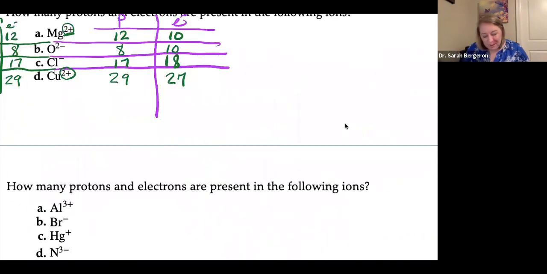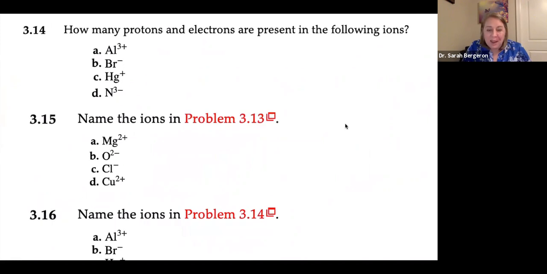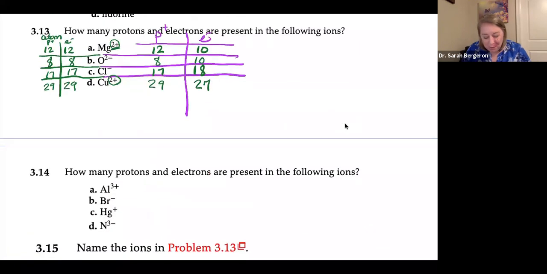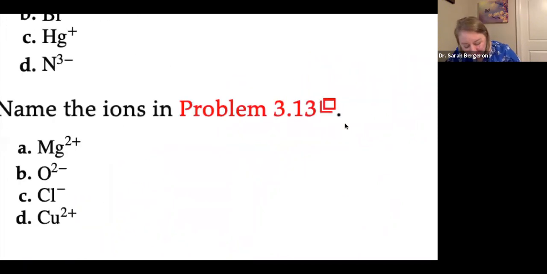All right, let's see. Okay, naming. Name the ions in problem 3.13, but I went ahead and was super nice and reposted those. 3.13, right? The ones that we just did. So how are we going to name them? Remember our rules. Let me put the rules over here.